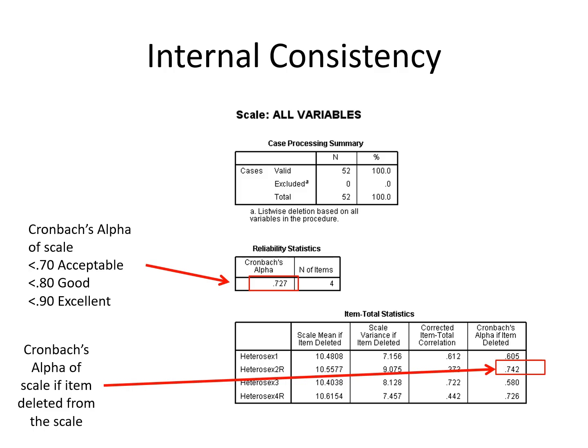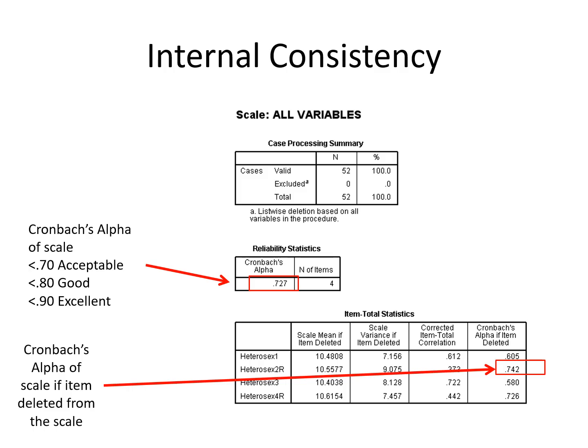So notice, for example, if we removed heterosexual 1, the scale would actually get much worse. If we removed heterosexual 3, the scale would get much worse. But if we removed item heterosexual 4R, the scale gets slightly worse. It goes from 0.727 to 0.726. But if we remove heterosexual 2R, the scale does get a little better. It goes from 0.727, or 0.73, to 0.74.